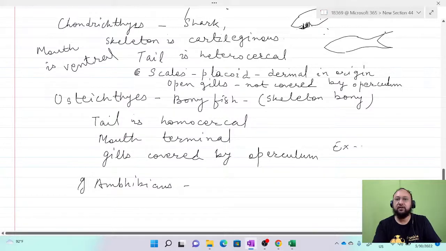Examples are the rohu, then we have catla, etc.